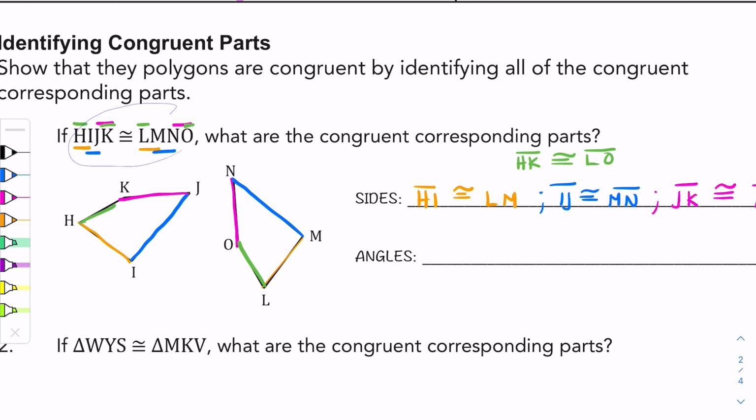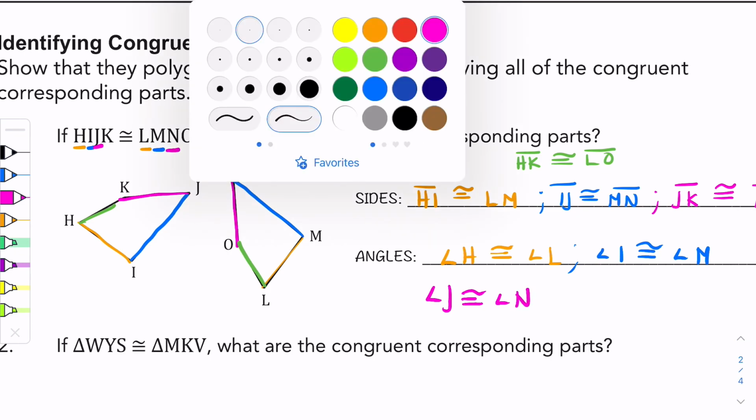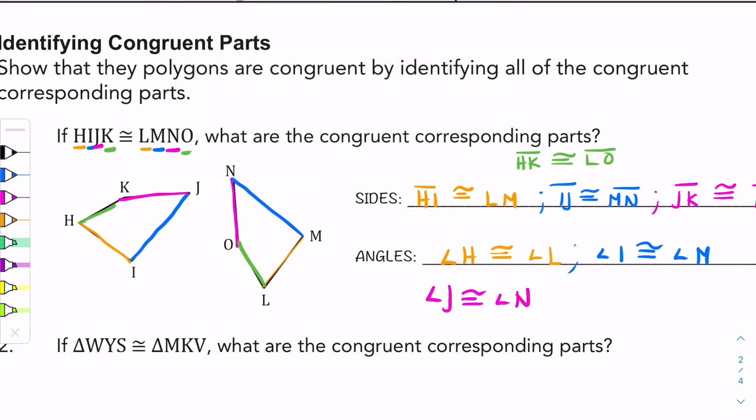Now we can do the same thing for the angles. So let's start with angle H is congruent to angle L. Angle I is congruent to M. Angle J is congruent to angle N. And lastly, angle K is congruent to angle O.